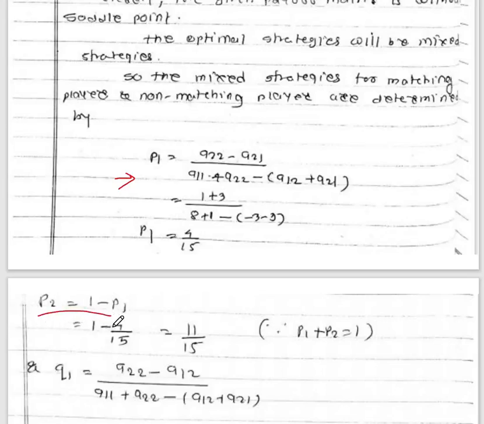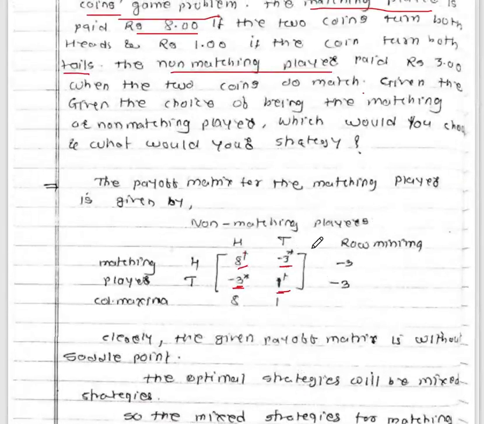So this P2 can be written as 1 minus P1. Putting the values of P1, we will get 11 by 15, which must satisfy this condition. If you put the values of P1 and P2 in this equation, this must be equal to 1. Now we will find out the optimum strategy for the non-matching player.